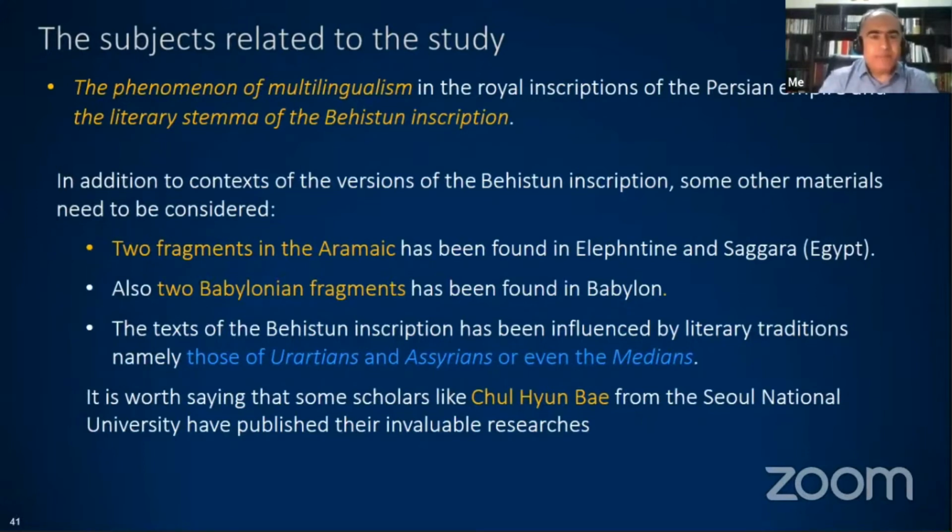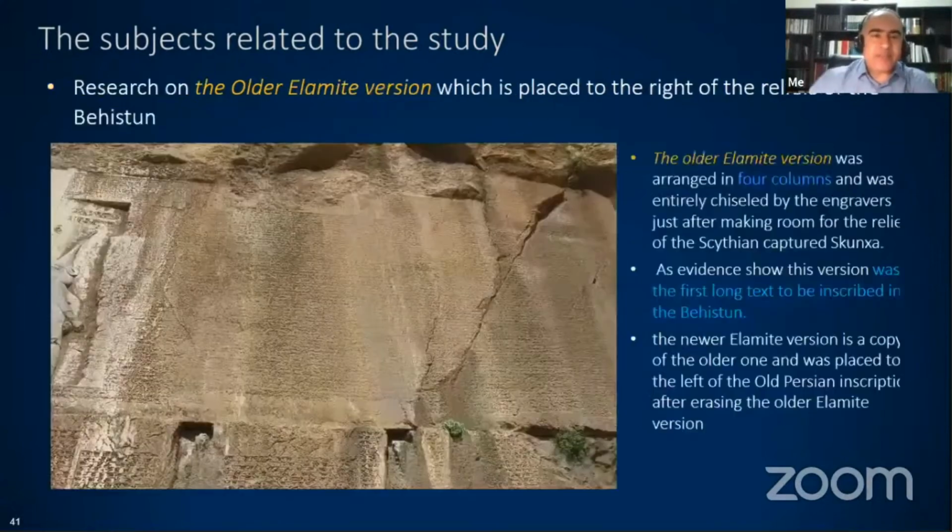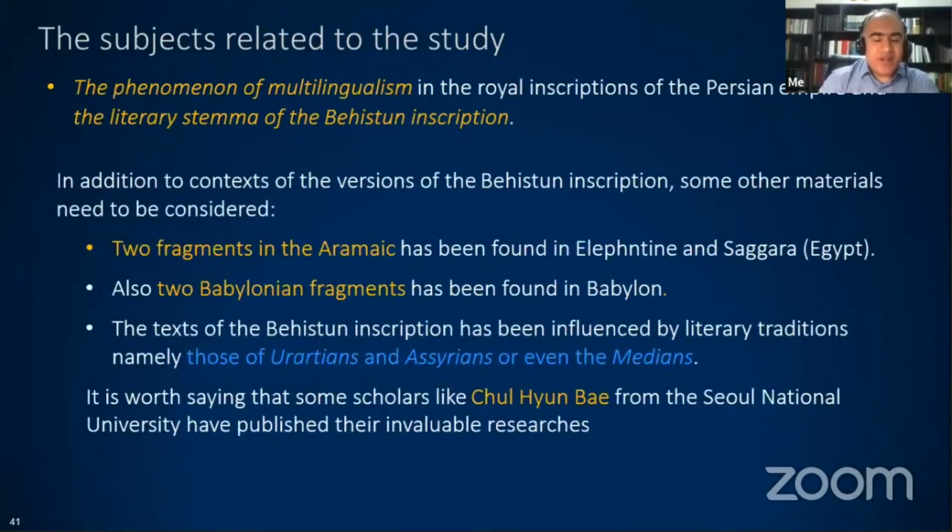On the other hand, the Aramaic and Babylonian fragments, which are copies from the Behistun text, have been found in Egypt and Babylon. These collections would encourage scholars to study the literary stem of the Behistun inscription, as the inscription has also been influenced by literary traditions, namely those of Urartians and Assyrians, or even the Medians.